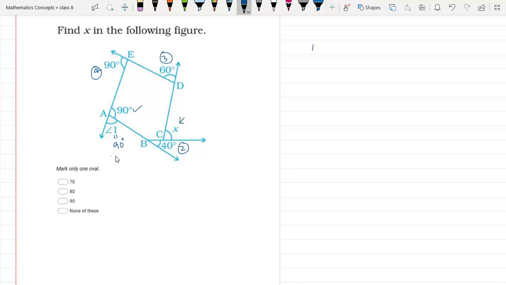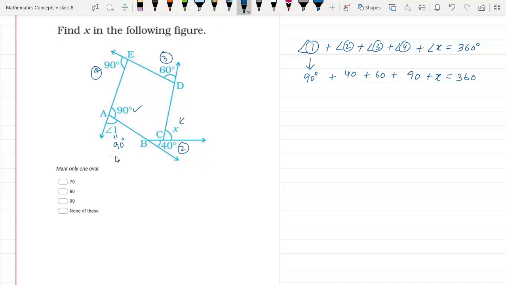We can say angle 1 plus angle 2 plus angle 3 plus angle 4 plus angle x is equal to how much? 360 degrees. Again by the property of polygons we can say the sum of exterior angles is always 360. Now put the values one by one. We know angle 1 is 90 degrees. We have found it by the linear pair property. Angle 2 is how much? 40. Angle 3 is how much? Angle 3 is 60 degrees. Angle 4 is 90 degrees. And x is unknown. So we have to find this x only.